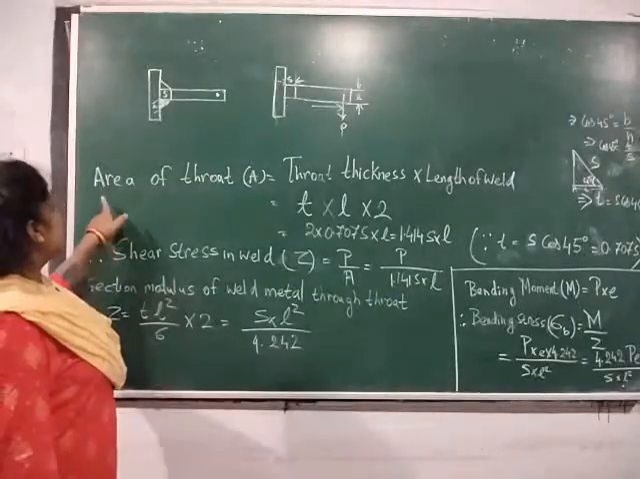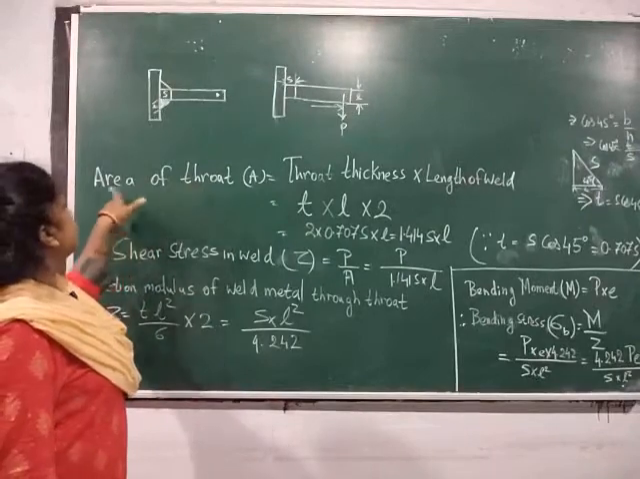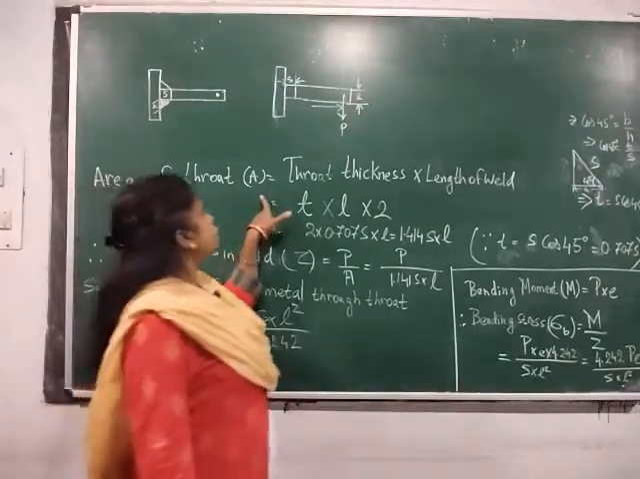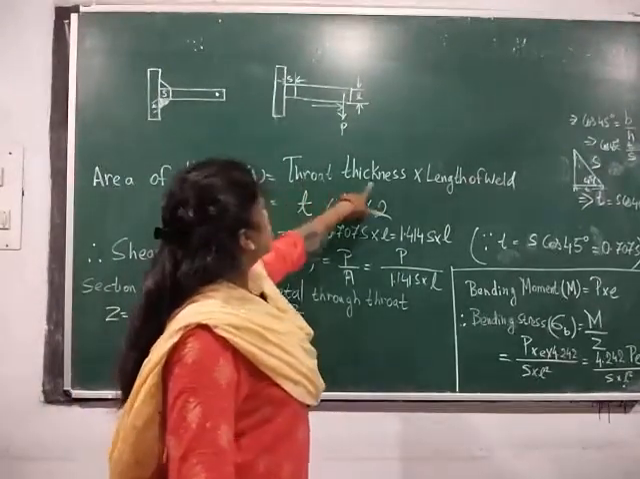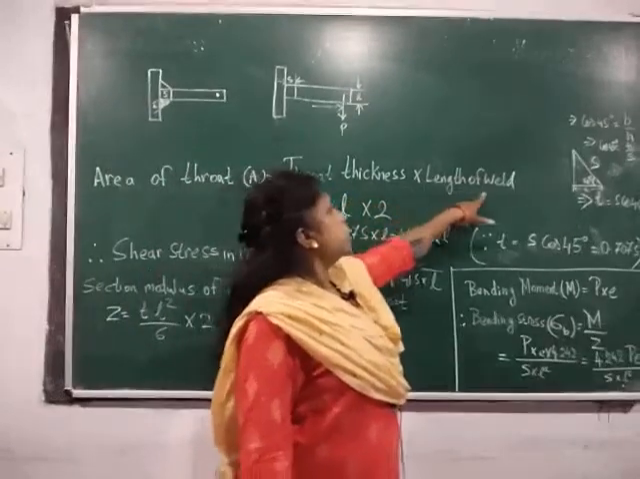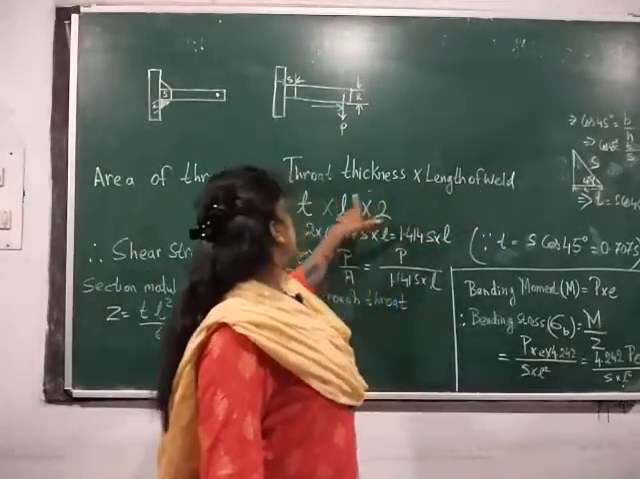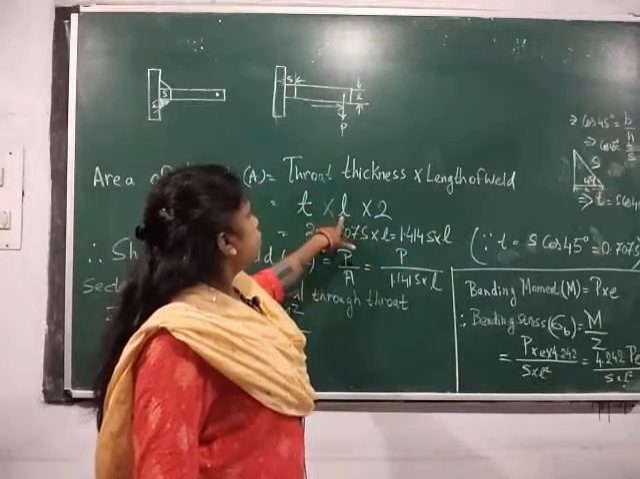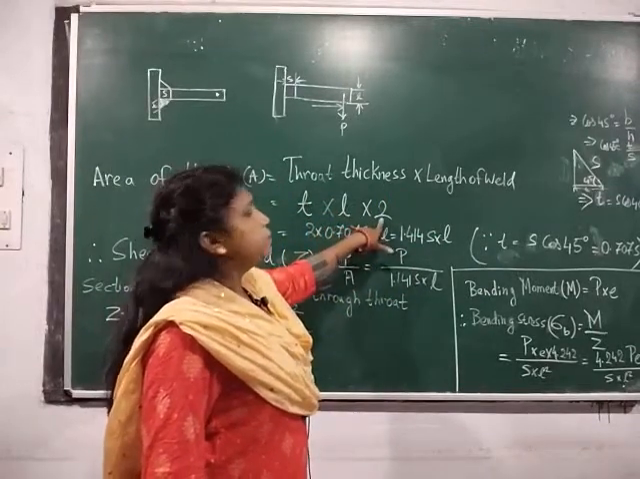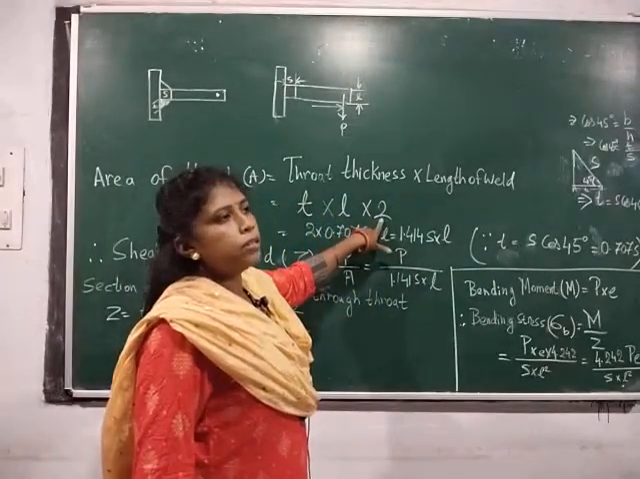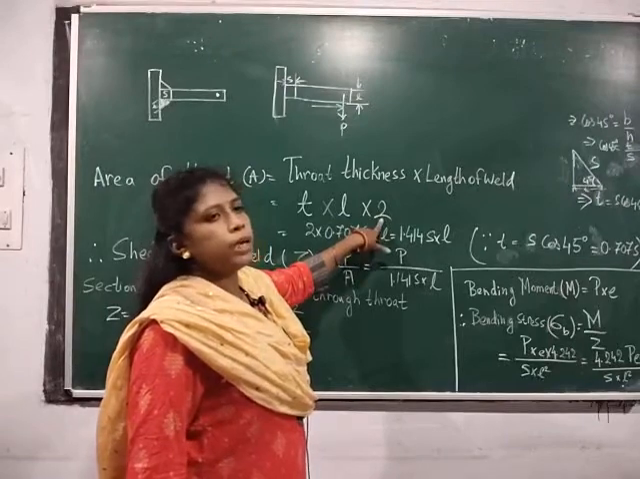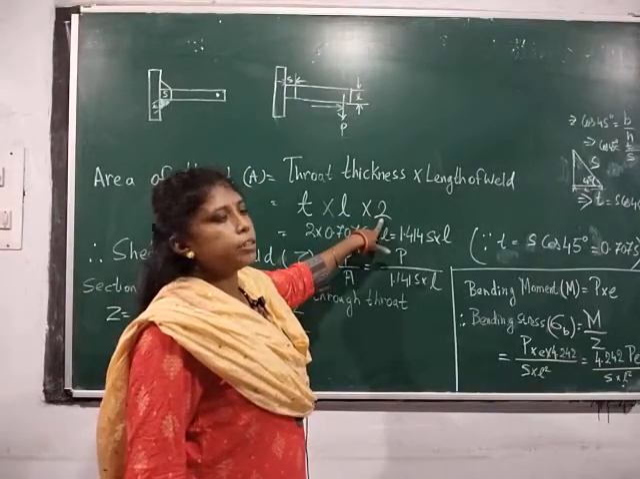Here let us see the area of throat. So what is the area of throat? Area of throat, A, is given as throat thickness into length of weld. So throat thickness is T, length is L, and here we have multiplied by 2 because the welding is done on both sides of the weld in a T section.